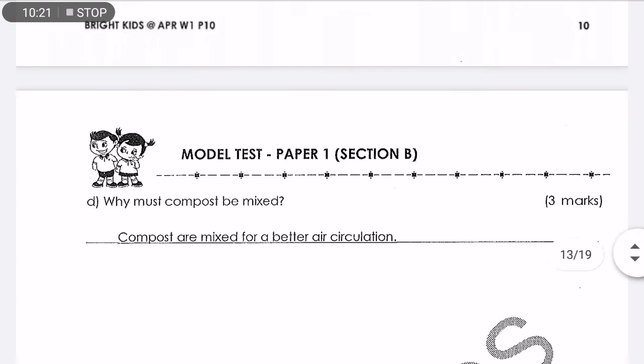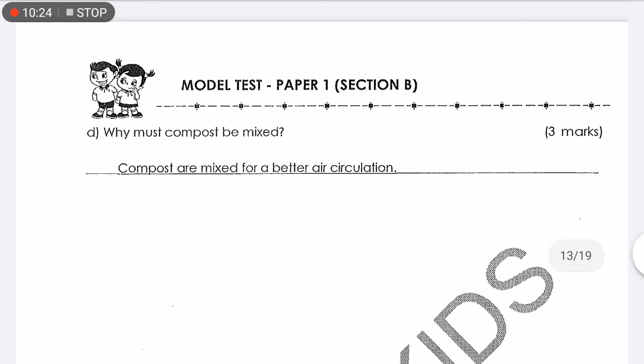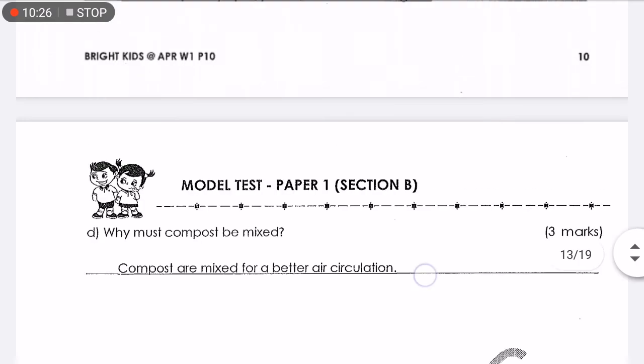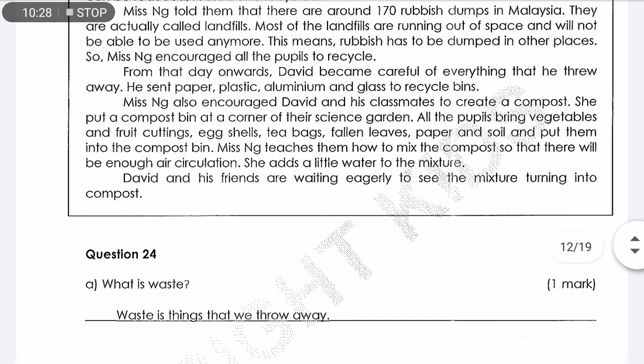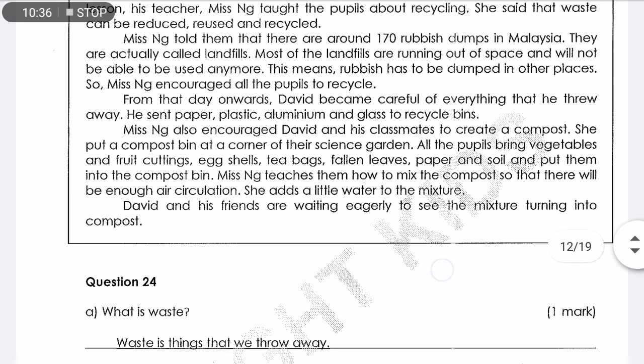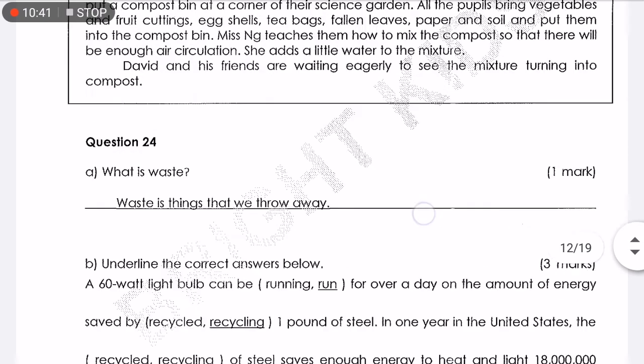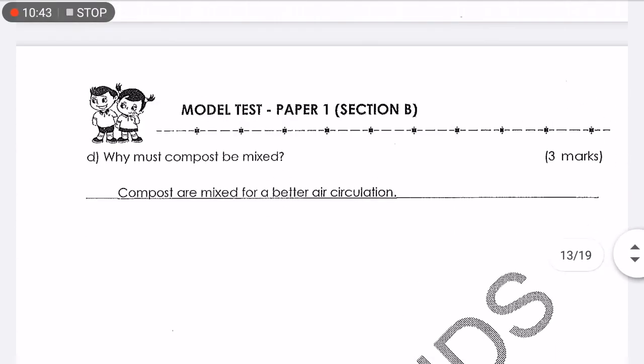Alright, now let's look at the last question. Why must compost be mixed? Okay, where is the answer? You can get the answer from paragraph number 4. Alright, now towards the end, Miss Ng teaches them how to mix the compost so that there will be enough air circulation. Okay, so how do you answer: compost is mixed for a better air circulation.